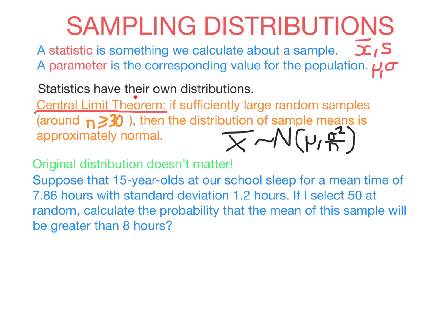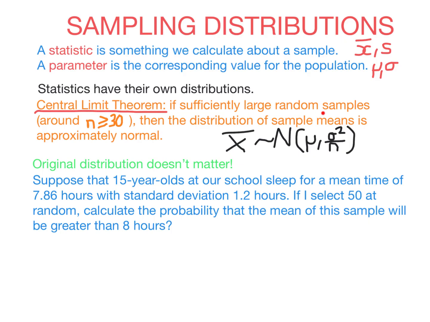As I said, statistics have their own distributions, and these are called sampling distributions. In this video, we're going to look at the sampling distributions of the sample mean and also the sample proportion. Central to this is the central limit theorem.